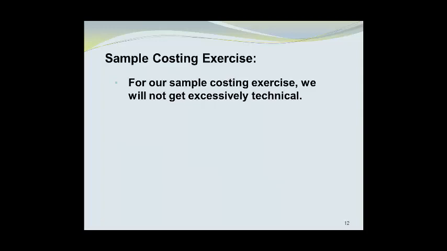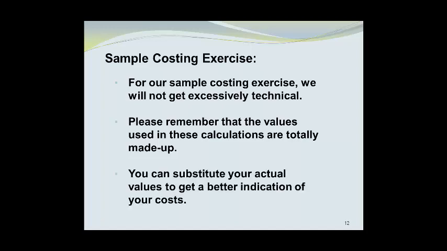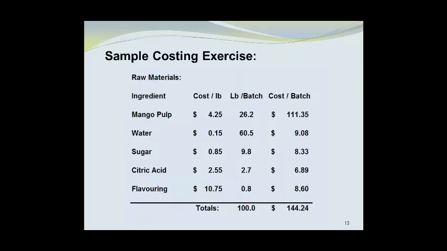For our sample costing exercise, we will not get excessively technical. Please remember that the values used in these calculations are totally made up. You can substitute your actual values to get a better indication of your own costs. So here we have a listing of the raw materials. The ingredients are down the left: mango pulp, water, sugar, citric acid, and flavoring. Then we have a cost per pound of each one of these. And please don't forget to include a cost for water. Water is not free, regardless of what you think.